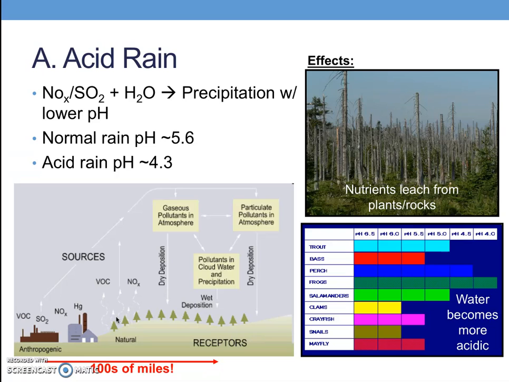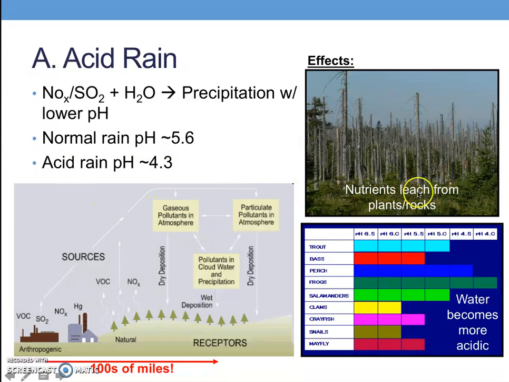So first of all, acid rain occurs when nitrous oxides or sulfur dioxide combine with water in the atmosphere, and they form acids. The result of that then is precipitation, which can be rain or snow with lower pH, and a lower pH is acidic. Normal rain has a pH of about 5.6. Acid rain has a pH of about 4.3. So we're not talking about acid falling from the sky that would burn you, but the pH is lowered enough to have some environmental effects.